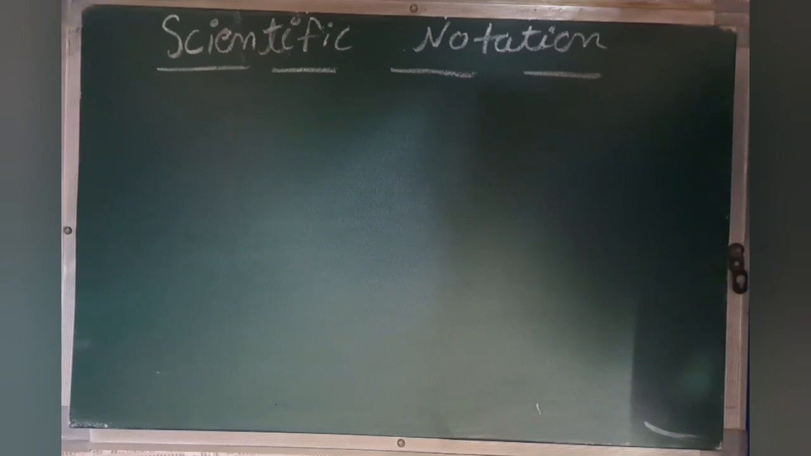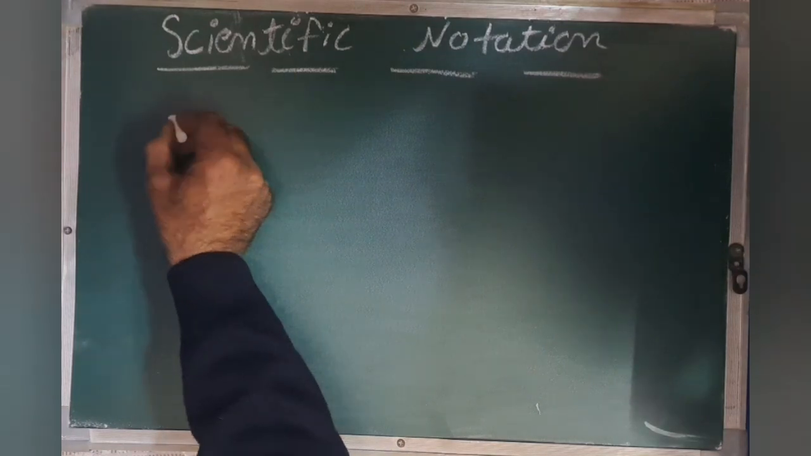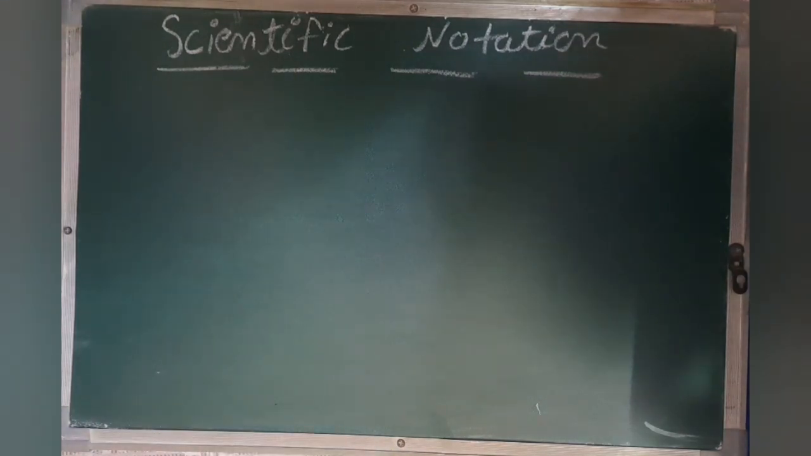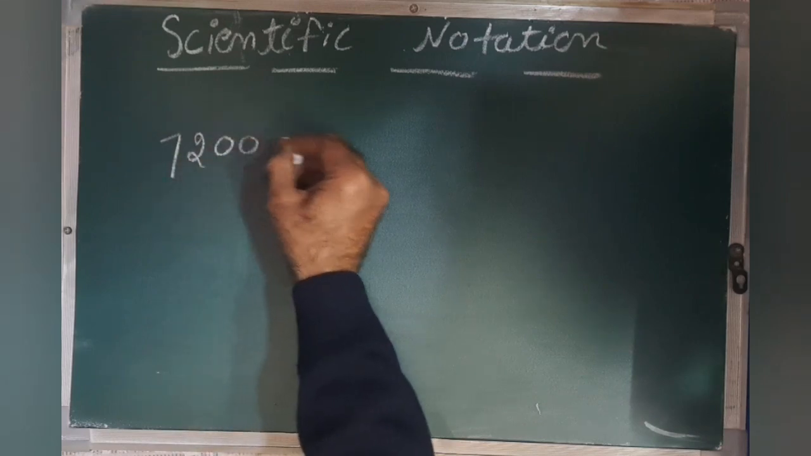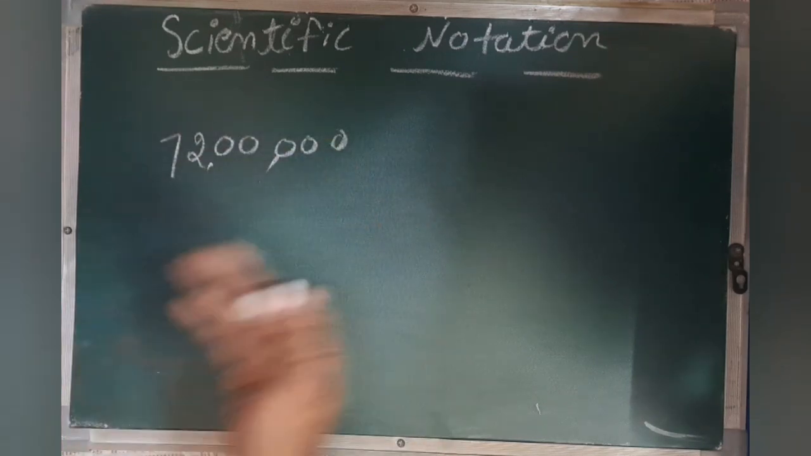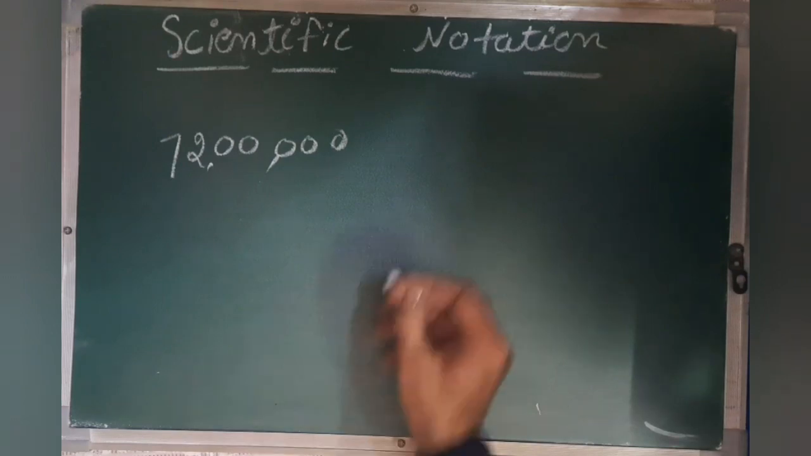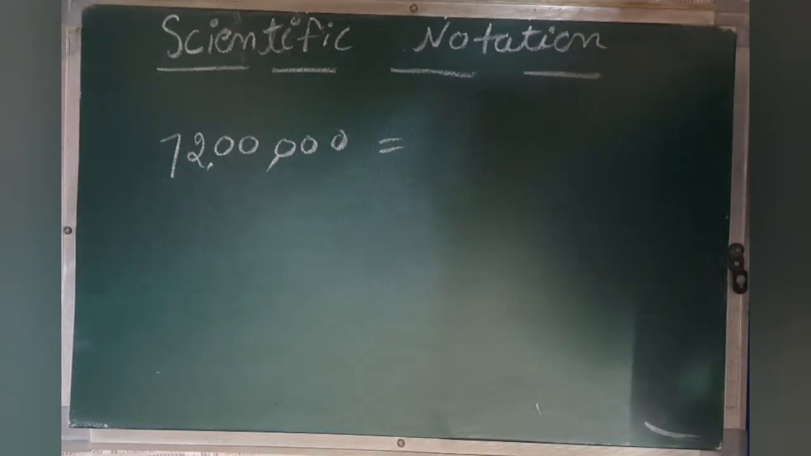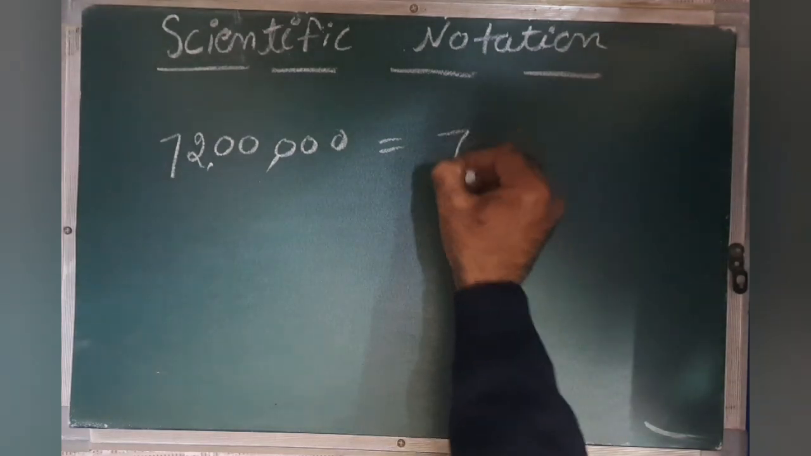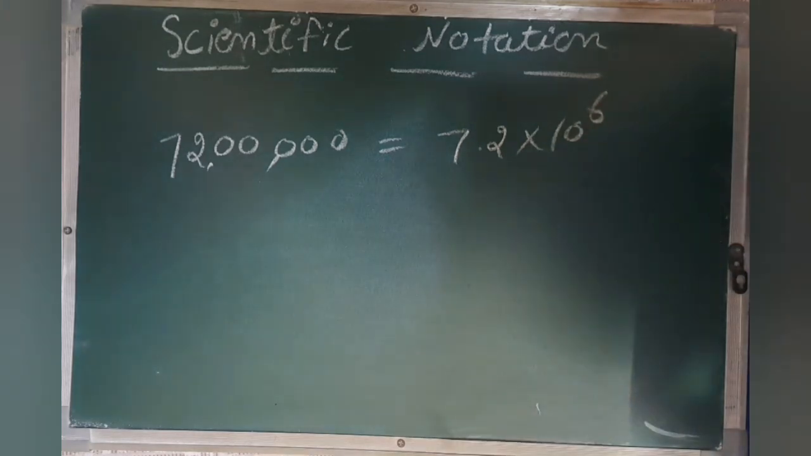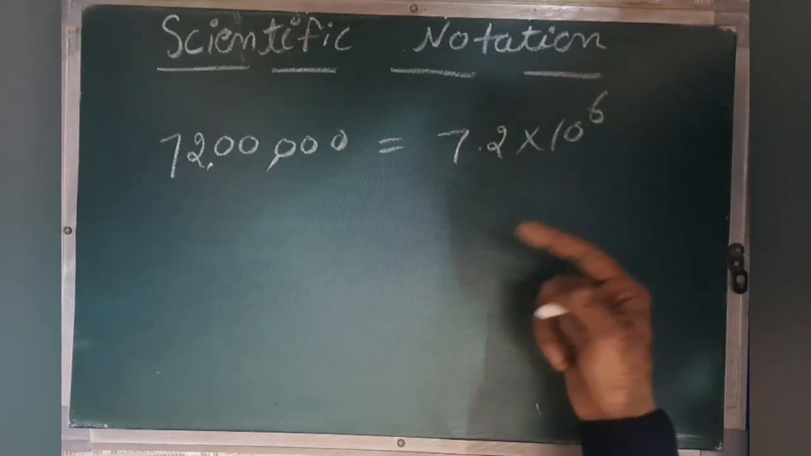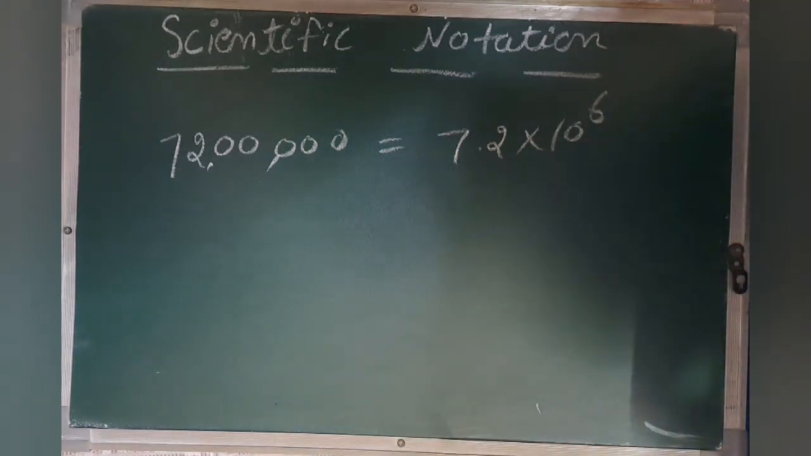So let's suppose the question is the population of a country, that is 7200000. How can we write this number in an easy way to save our time and space? We can write this number as 7.2 multiply 10 power 6. This is called scientific notation, or standard form.